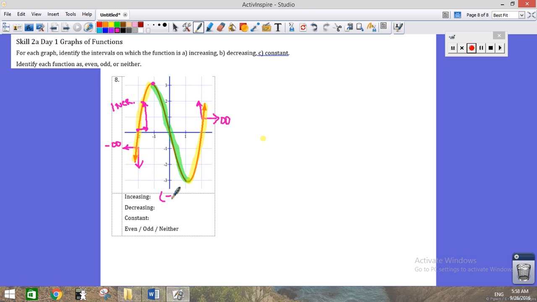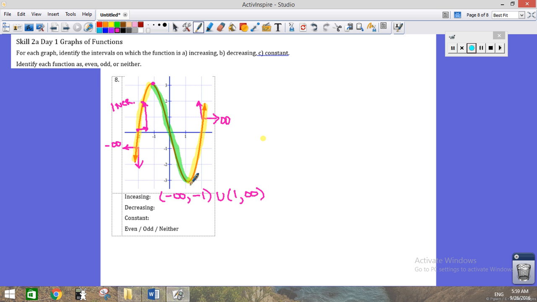So it's increasing from -infinity up to, say, approximately -1, or since we call that -1, we'll call this one over here +1, going up to infinity.